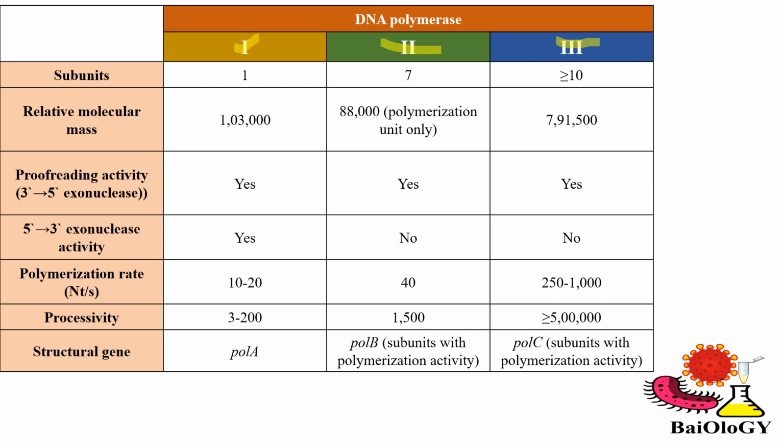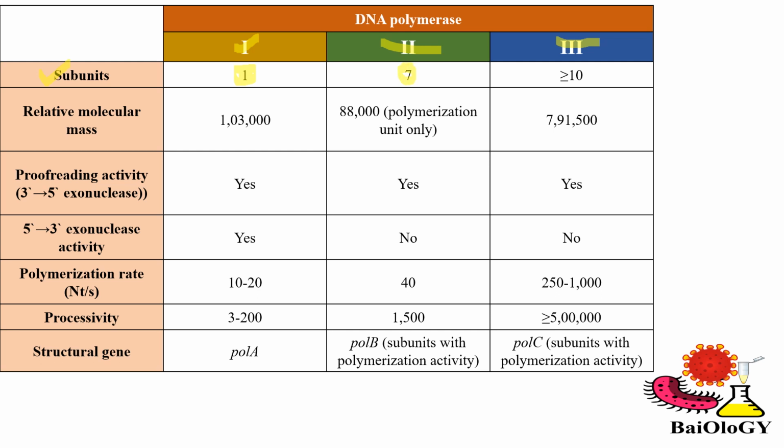The first point is subunits. How many subunits are there in these DNA polymerases? DNA polymerase 1 is formed from one subunit. It is only having one subunit. Whereas DNA polymerase 2 is made up of 7 subunits.